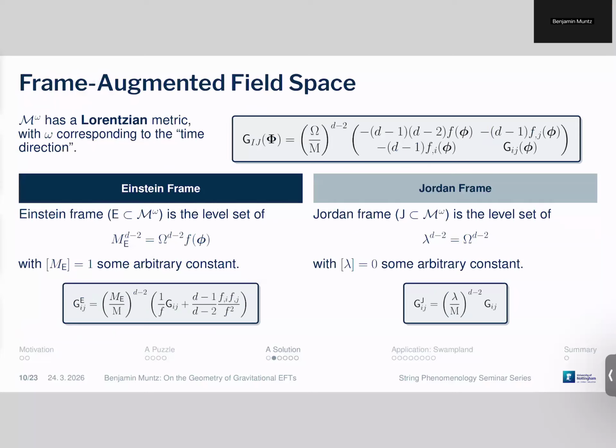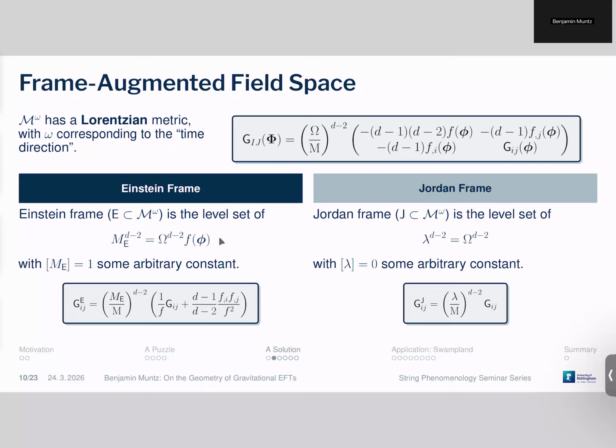So it's a well-known fact that the conformal mode shows up with the opposite sign in its kinetic term. And so this will act like a time-like direction in this augmented field space. And so now I can study what different frames are doing. So I can go back to my two examples here of Einstein frame and Jordan frame.